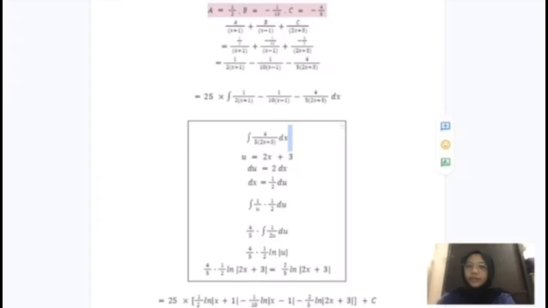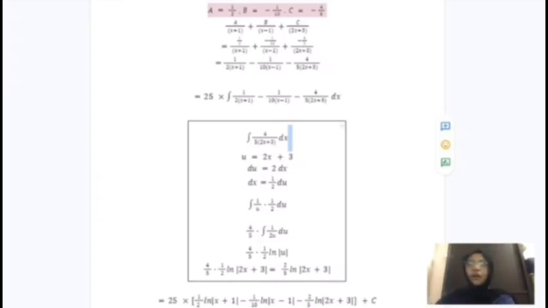This is then substituted into the main integral, which is 25 times integral of 1 over 2(x plus 1) minus 1 over 10(x minus 1) minus 4 over 5(2x plus 3) dx. The partial fractions are then integrated one by one: 1 over 2(x plus 1) integrates into 1 over 2 ln modulus x plus 1, and 1 over 10(x minus 1) will be 1 over 10 ln modulus x minus 1.